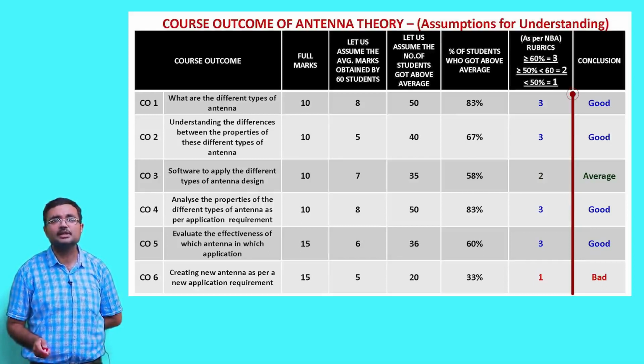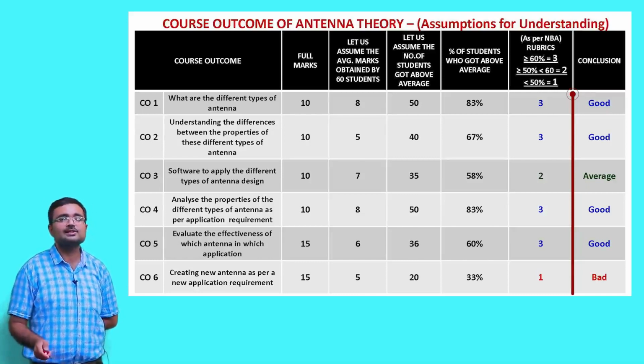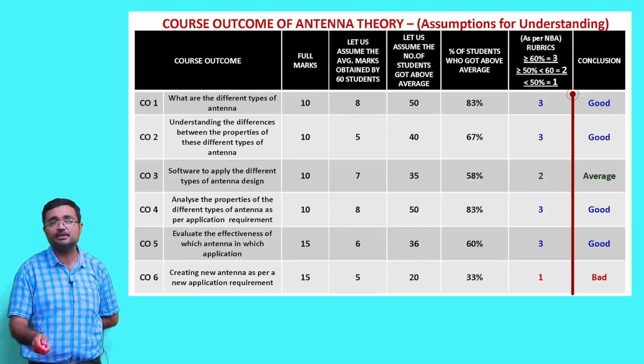So 83%, yes, it is above 60, I put 3. 67%, above 60, I put 3. 58% got above average, so it is 2, since 50 to 60 is 2. 83% got above average, so it is 3. 60% got above average, so it is 3. 33% got above average, so it is 1, since less than 50 is 1.